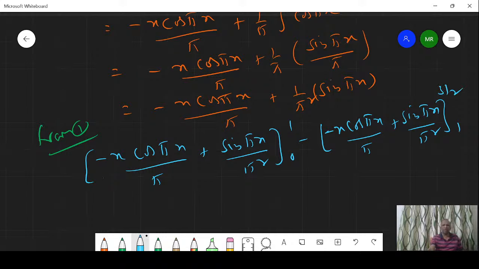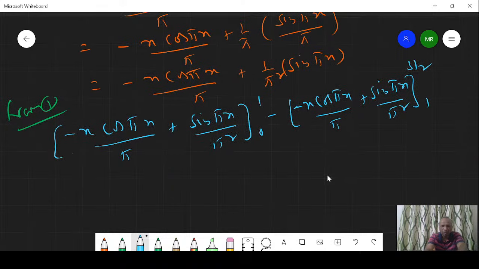Why did you get minus? Look at the previous one, from 1, there is a minus there. We will get this one. This is the same, only the limits are different. Now you can substitute the values, and we get the required answer.